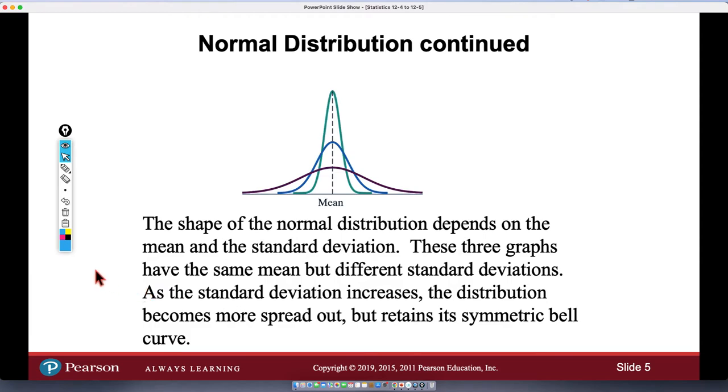So the other thing we find with the normal distribution is that it is symmetric about the mean. We talked about symmetry a little bit last time, but it's equal on both sides of whatever the average ends up being.